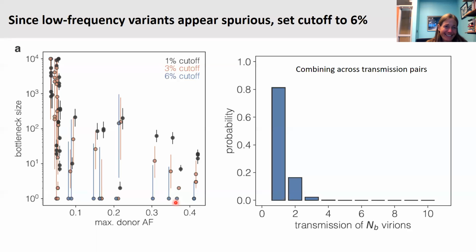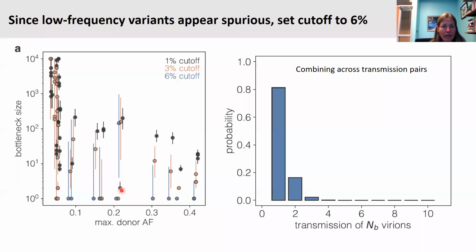That are basically putting weight on there being a very large transmission bottleneck size, right? And so what you can see is with a 6% cutoff, all of these, with the exception of this one, all these transmission pairs indicate that there's very likely just one to two viral particles getting across, really, and being responsible for establishing infection in the recipient.